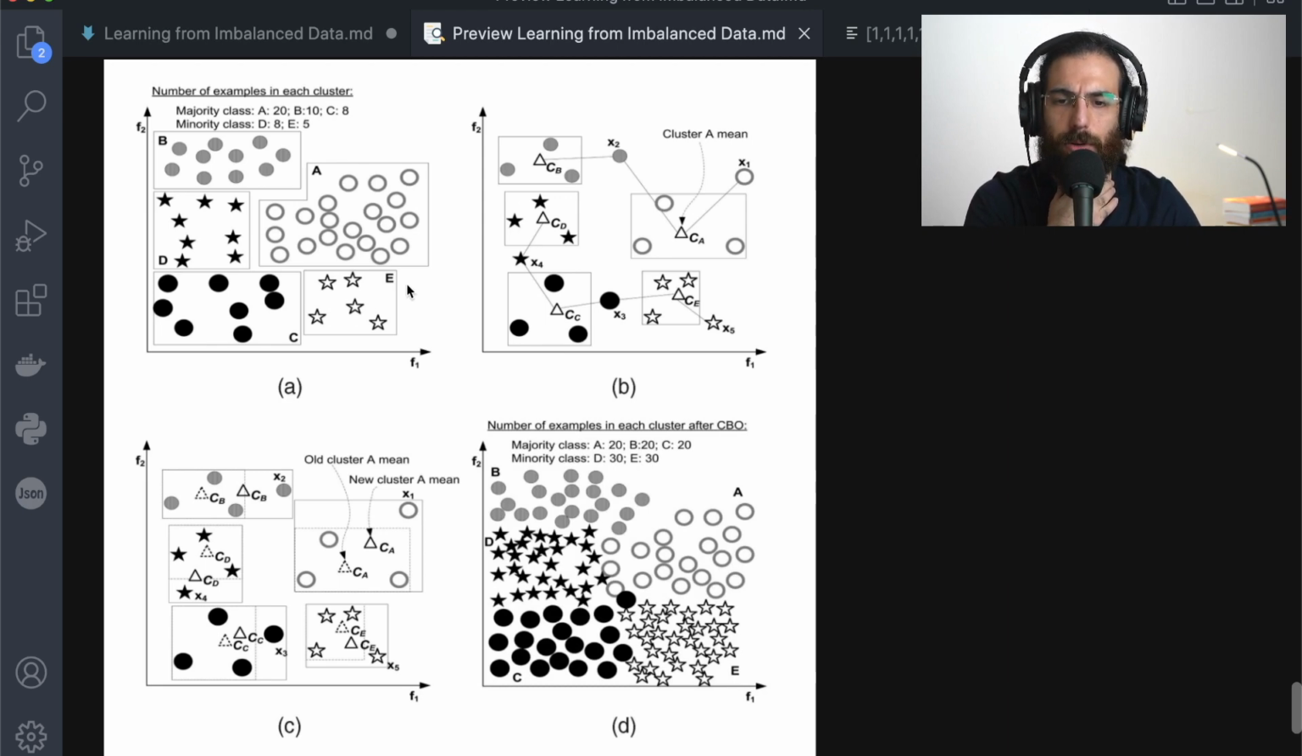Let's see what's going to happen. First, we are going to use an unsupervised model to find the clusters of the dataset.